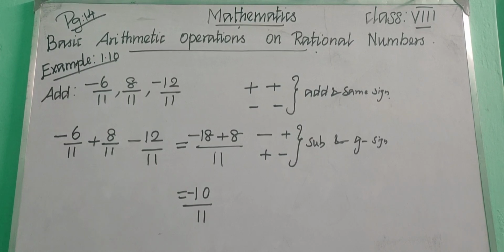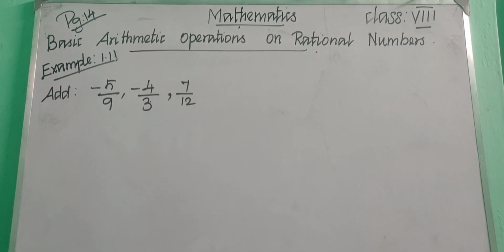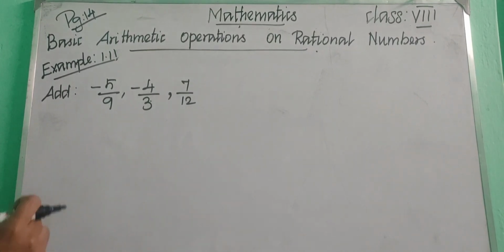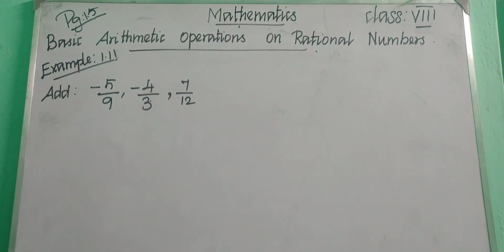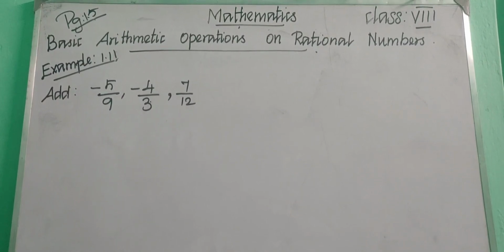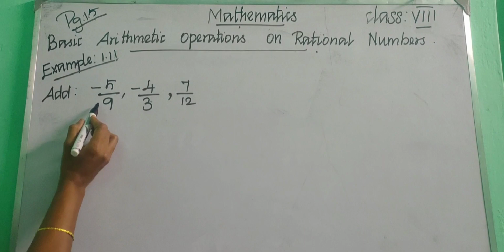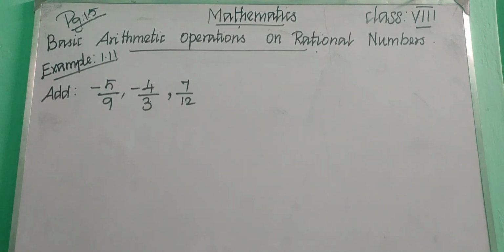And then let us see example 1.11, which is on page number 15. The next question is add. Add minus 5 upon 9, comma, minus 4 upon 3, comma, 7 upon 12. This is the question. Okay, so see the denominators. All these rational numbers have different denominators. So what do we need to do? We need to take the LCM of all the denominators. So let us take the LCM.